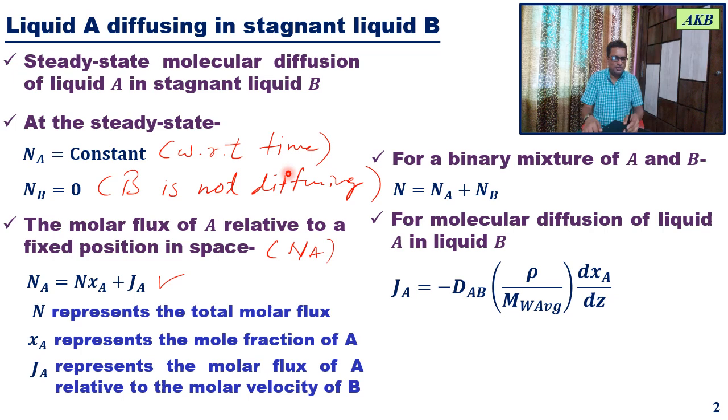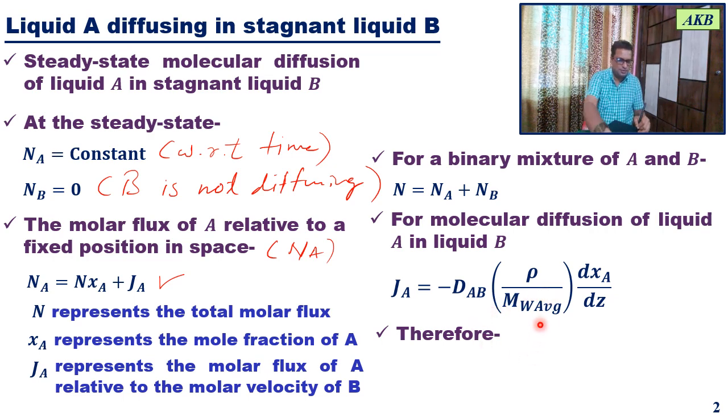Fick's first law is given by this equation. Again, how this equation is obtained, I have discussed in my previous video. I am giving a link to that video in the description section. So for component A, the diffusing component, Fick's first law is now written in this way: Ja is equal to minus Dab rho upon Mw average dxa by dz. To understand the equation, please watch my previous video. Here, this is the mathematical expression for Fick's first law when it is applied to liquids.